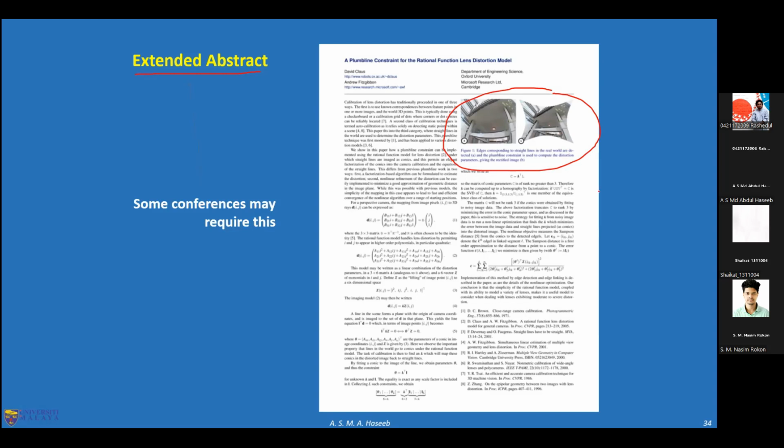They may allow you to include 1 or 2 illustrations or graphical information. They may allow you to write down a few references, which is usually not present in a typical abstract. But this extended abstract may allow you to do that. And these are mainly used for conference papers.